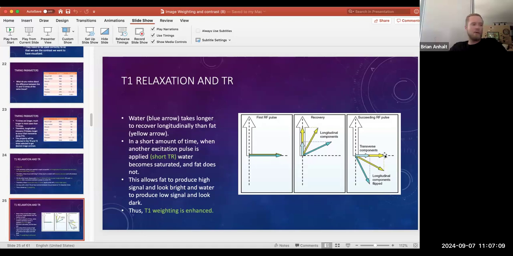Yes, I heard somebody had a question. Yeah, imaging wise, if it's saturated, does that mean it'll be darker? Like the image will be darker? Correct. If it's saturated with energy, it doesn't have a large longitudinal component to flip into the transverse plane. Thus, it does not look bright. It will look dark. Thank you. You're welcome.